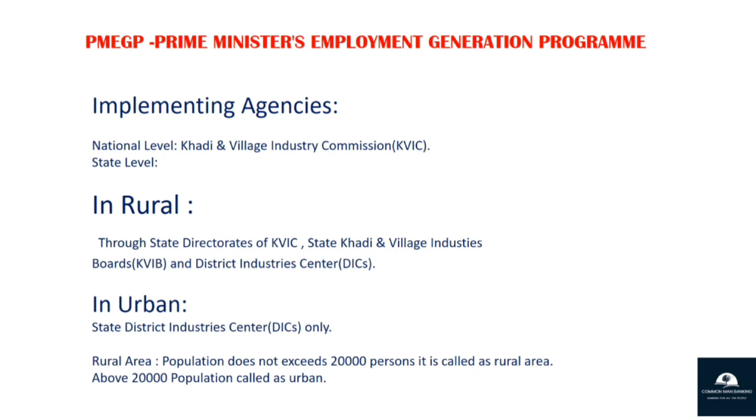The scheme ended in 1993 and it was reintroduced under another name. It is called Prime Minister Rozgar Yojana, PMRY. It was launched in 1993. Earlier the scheme was with a very small amount. It started with some 5,000 rupees.